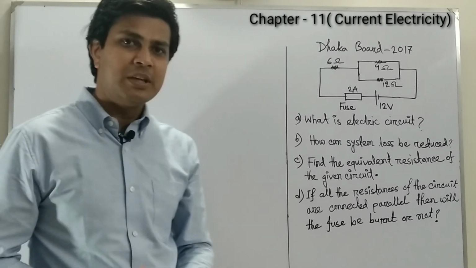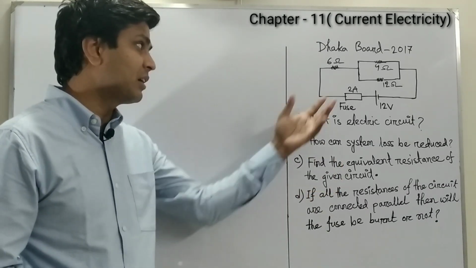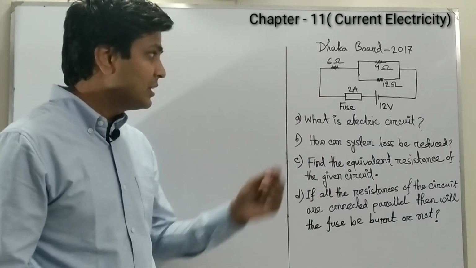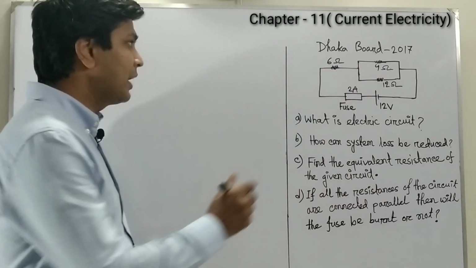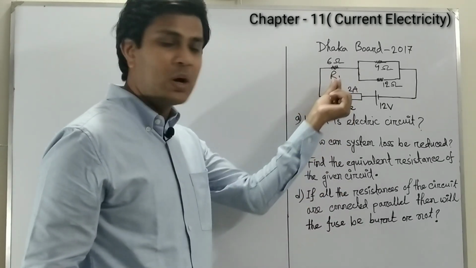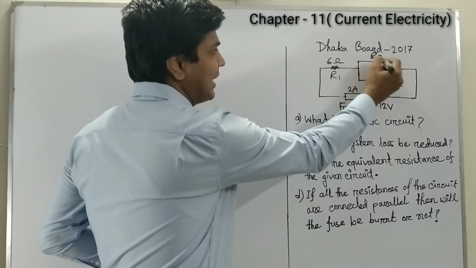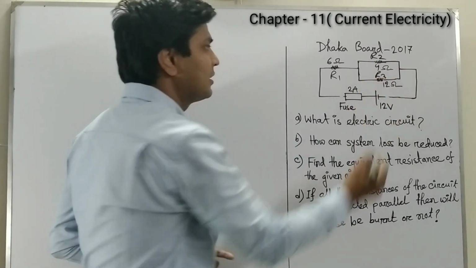Now question number C. The question is, find the equivalent resistance of the given circuit. In that circuit you can see there are three resistances. First of all, we have to rename those resistances. Suppose we consider 6 ohm is R1, 4 ohm is R2, and 12 ohm is R3.